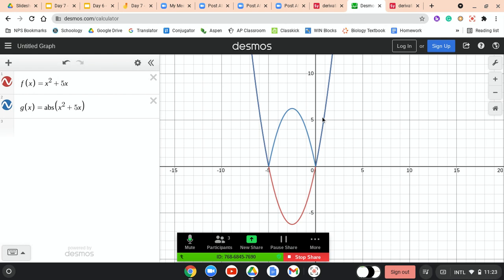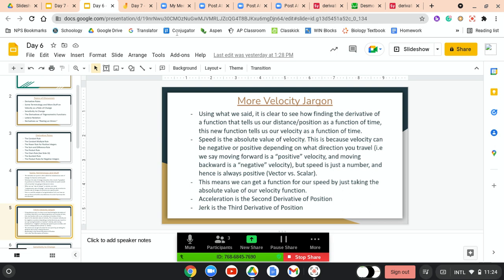And they're the same when they're both positive, which is what we said earlier. When velocity and speed are both positive, you'll get the same number. But when velocity is negative, your speed is the same distance from zero, but it's only positive because speed can't be negative. So if you ever get a function that tells you your velocity, and you want to find a function that tells you your speed, it's just the absolute value of that function. That makes sense. Cool.